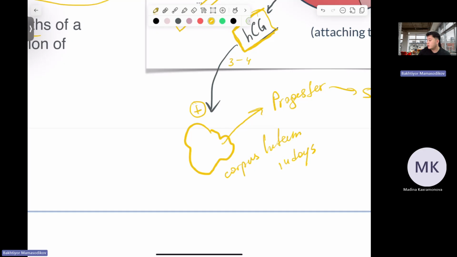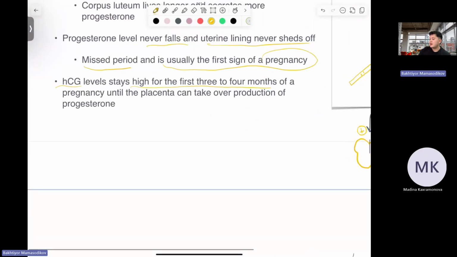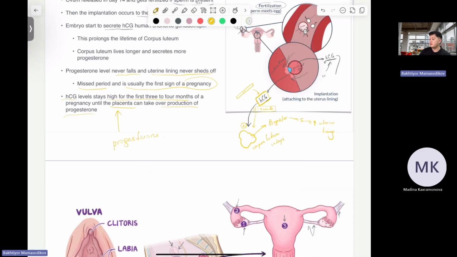This human chorionic gonadotropin supports the corpus luteal cells for the next 3 to 4 months of the pregnancy, until the placenta can take over the production. After the 3 to 4 months, the placenta will secrete progesterone. Okay, the placenta will secrete progesterone. So I hope you understood.